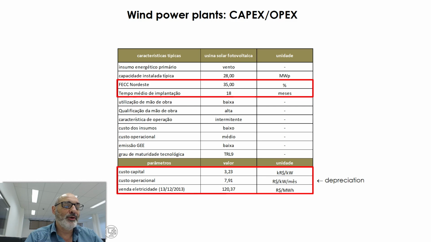So the important numbers for today's analysis are the economic parameters, and also the capacity factor and the time necessary to build the wind farm, 18 months. Another aspect which I'm going to take into account is the depreciation of the equipment, in order to account for the increase of cost due to maintenance, because your equipment is getting older.